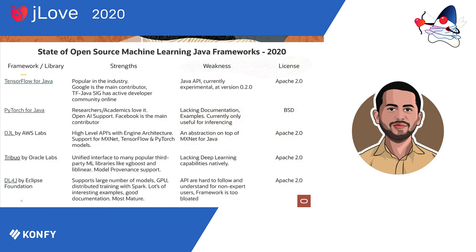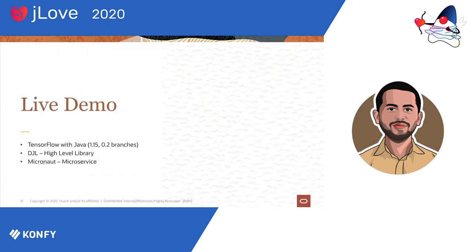All right, so we're about to jump into the demo, but before I do that, I want to put up this slide and show you these various Java-based machine learning frameworks and libraries that you can run. Some allow you to do just inference, like PyTorch and TensorFlow, and some allow you to do full end-to-end, like DJL, Tribuo. Tribuo is more for classic machine learning than for deep learning at this moment. And then DL4J is a very comprehensive library, and they're all open source friendly licenses that you can use. So with that, let's dive into the code demo.